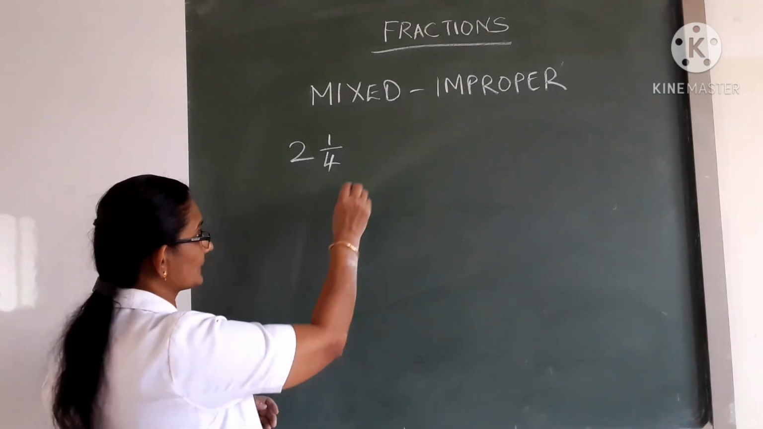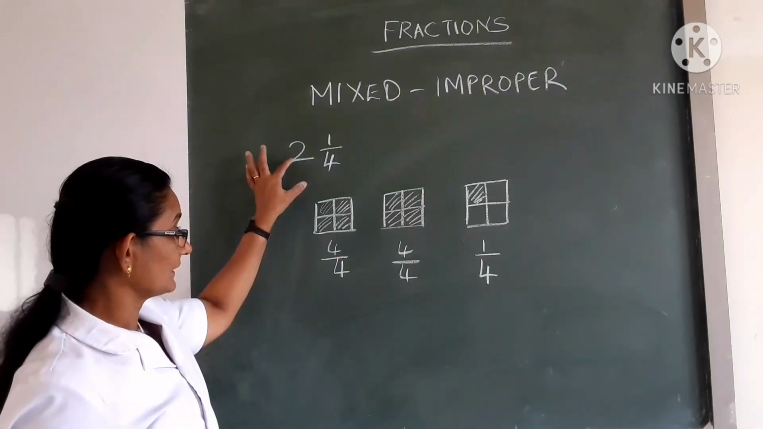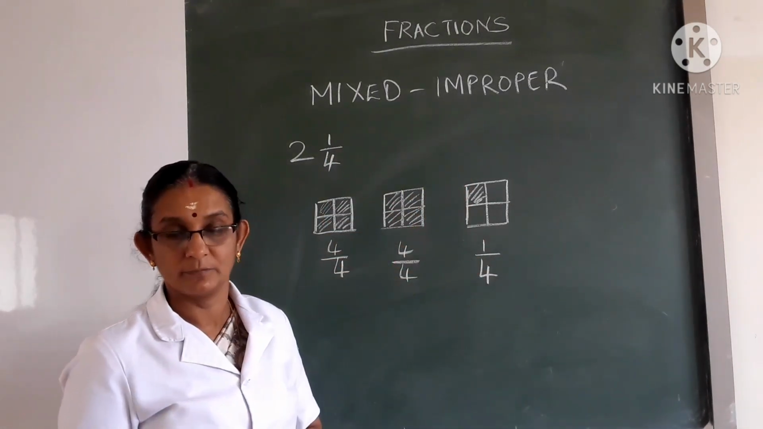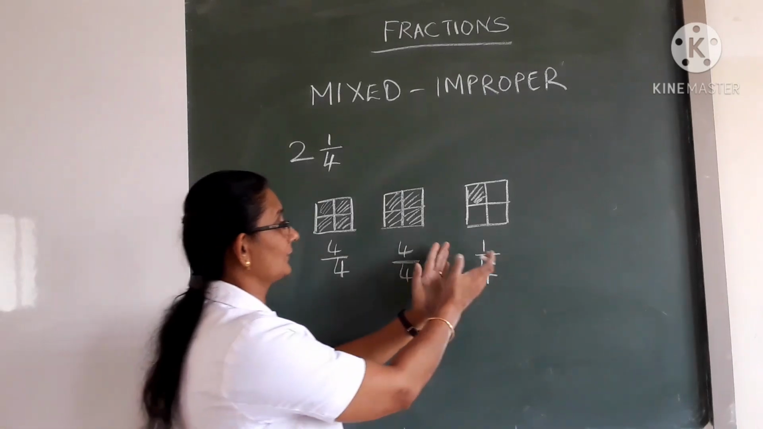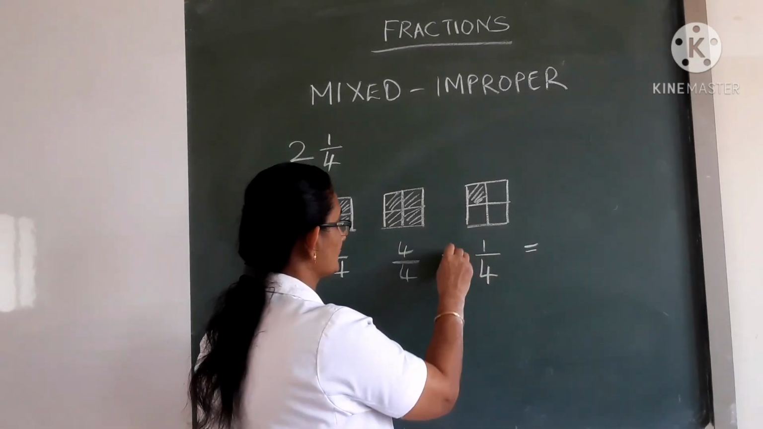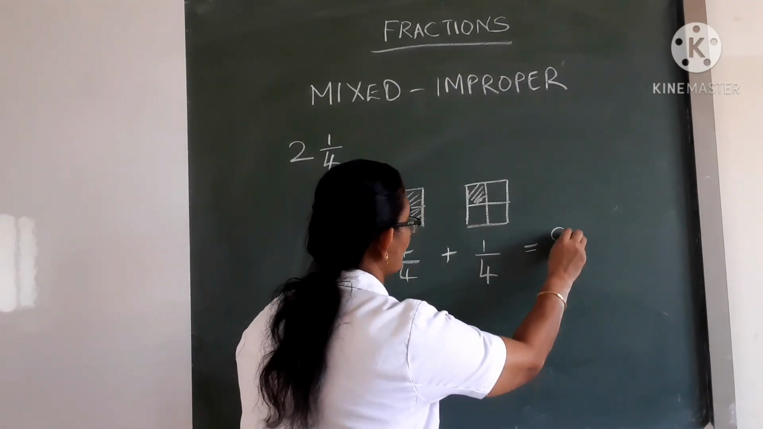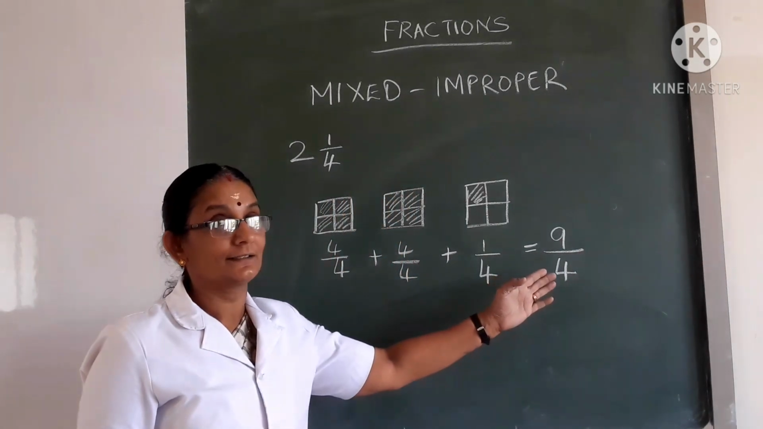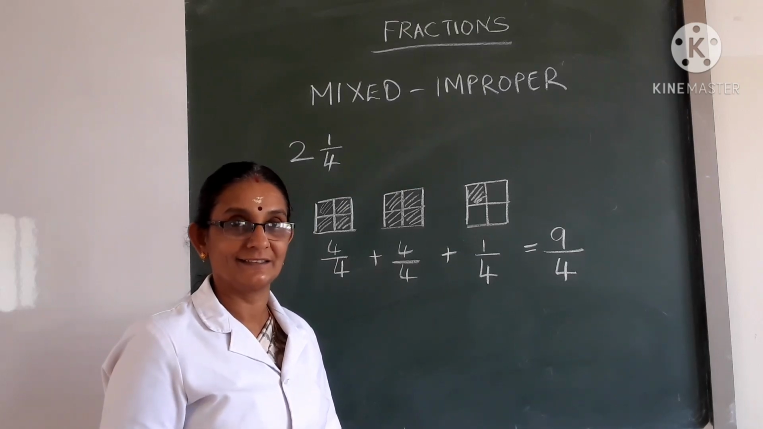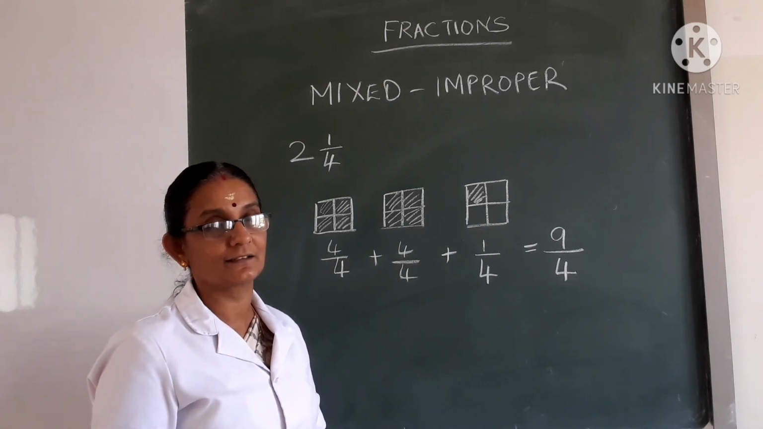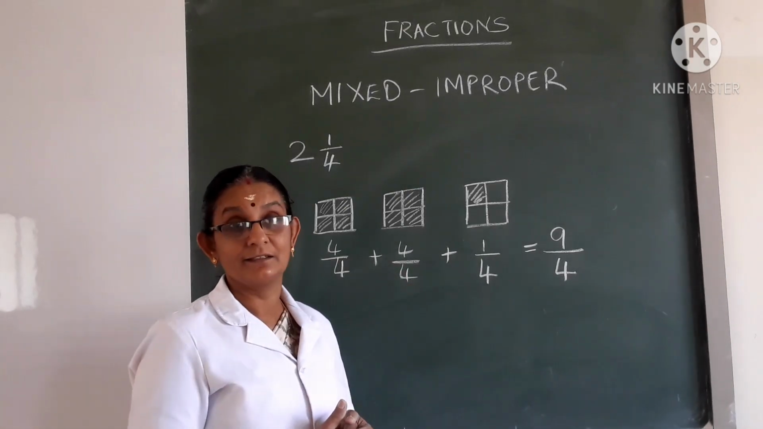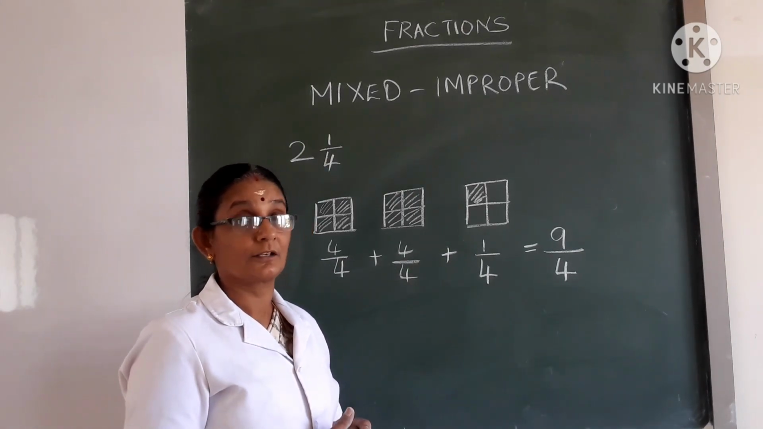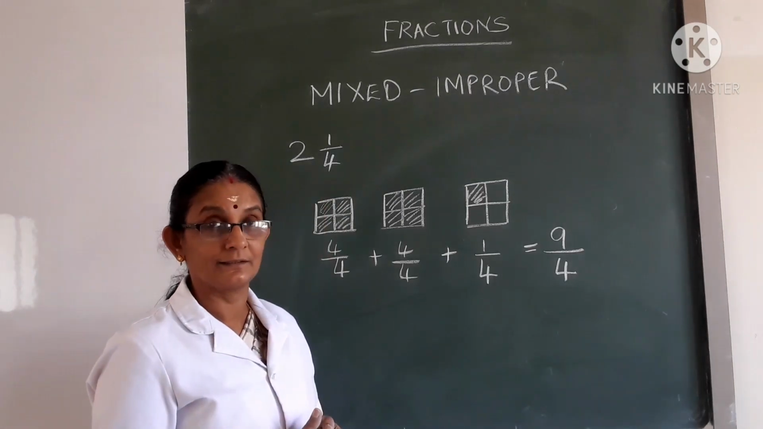Okay? So let us represent this pictorially. These are 2 whole parts and the fraction part 1 by 4. Now let us add all these fractions. So you get the fraction as 9 by 4, and you see it is an improper fraction, isn't it? That was easy, isn't it children? This can be done easily using the pictures. But what do we do if we are given it numerically?